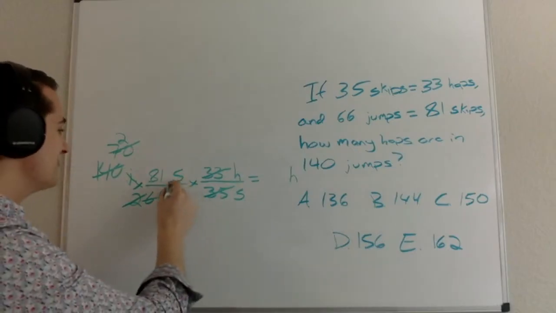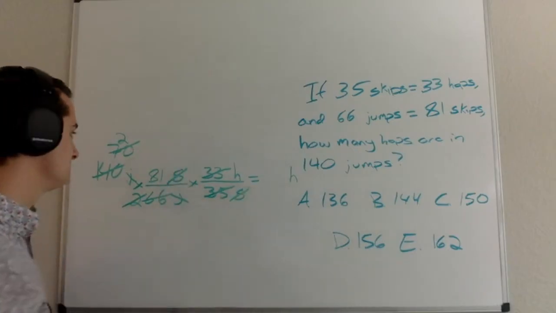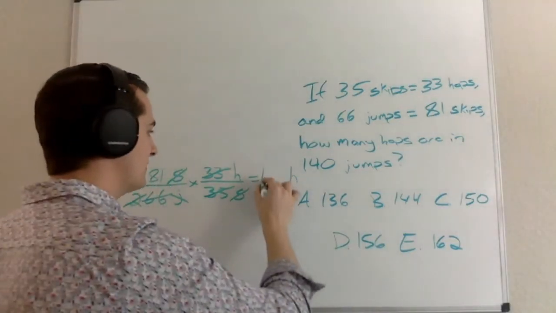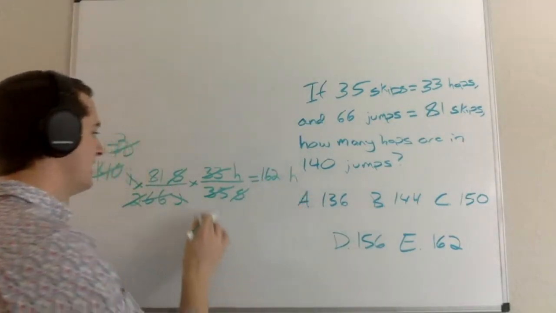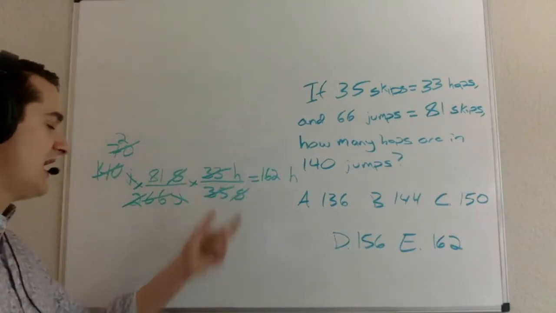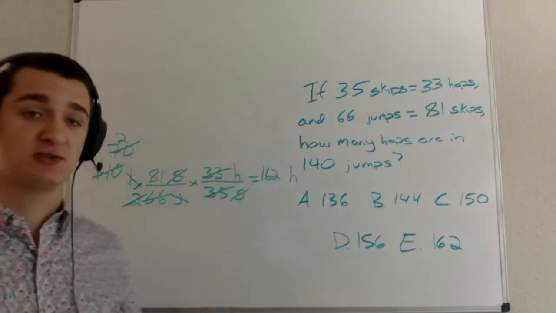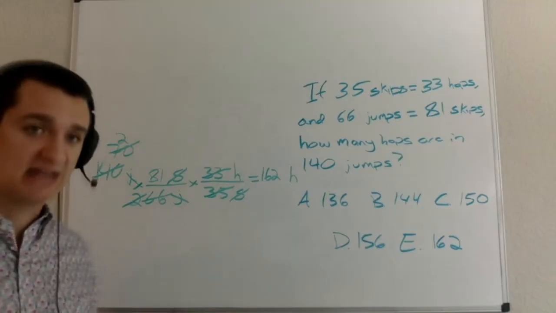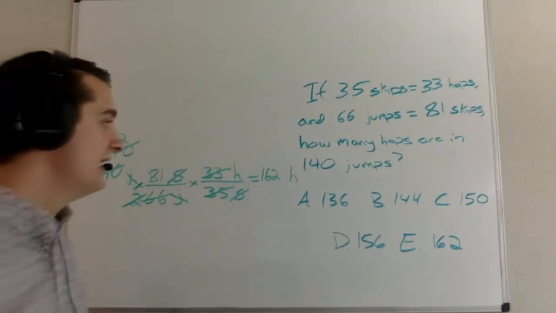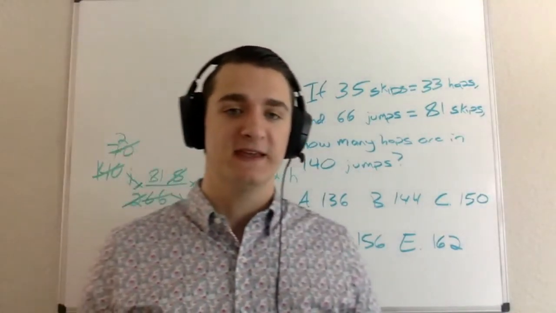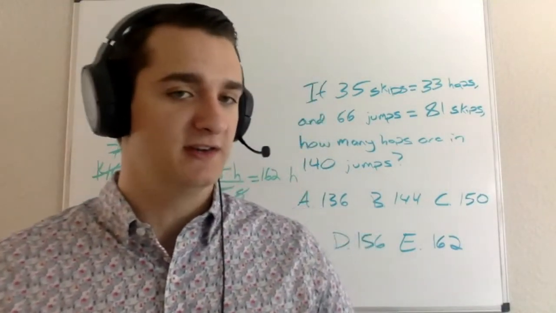But I am going to cancel my skips here. And so I've got 2 times 81, which is going to be 162. And obviously the only unit I'm left with is hops, so all the units work out. A lot of things canceled, which is why we say set everything up and then cancel before you multiply things out. And 162 hops happens to be E here. So E is the correct answer on this one.